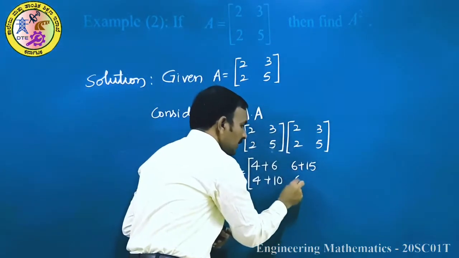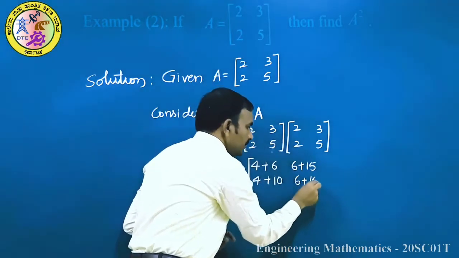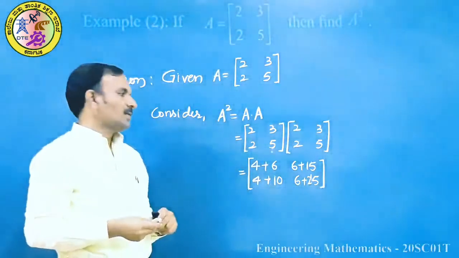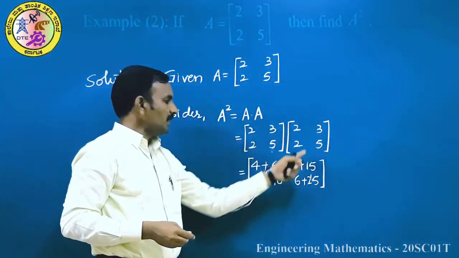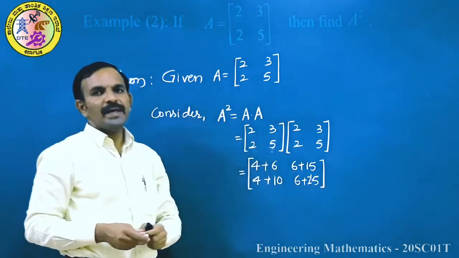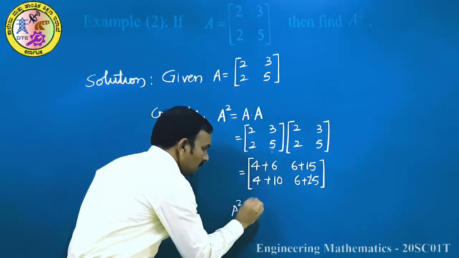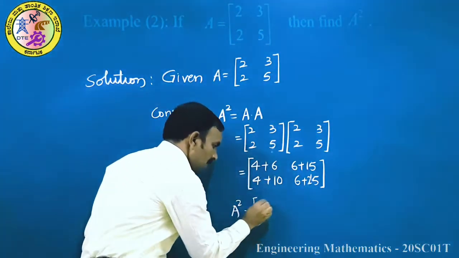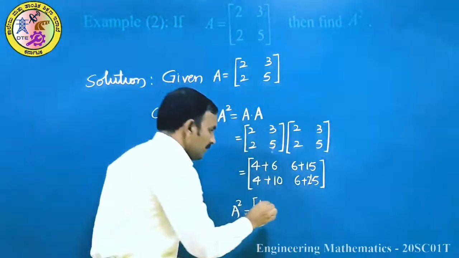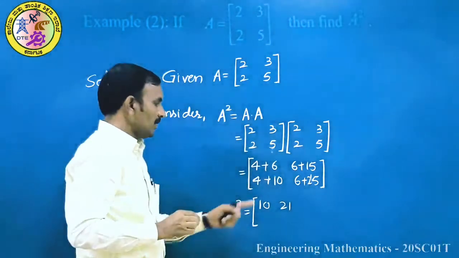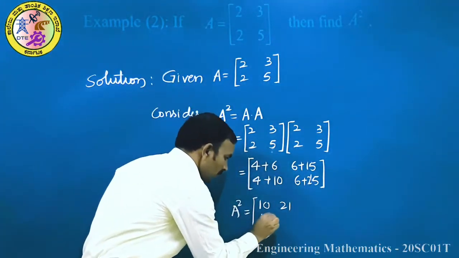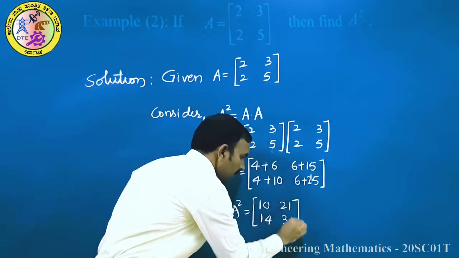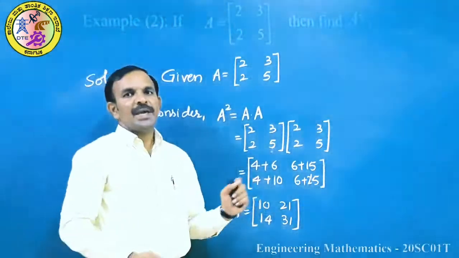2 into 3 is 6, plus 5 into 5 is 25. 2 into 3 is 6, 5 into 5 is 25. A square is equal to 6 plus 4 is 10, 6 plus 15 is 21, 4 plus 10 is 14, 6 plus 25 is 31. That is the value of A square.